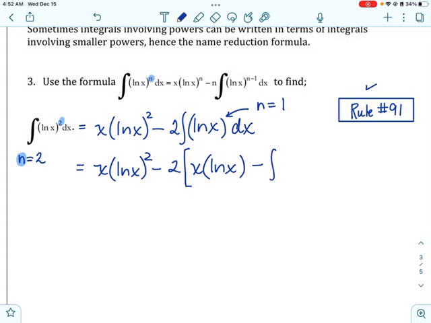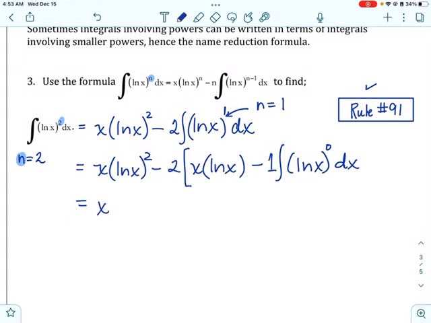Oh, sorry, I wanted to put the 1 out front. Minus 1 times the integral, because n is 1 in the formula here, and it would be times the integral of ln of x, and then it's to the 1 minus 1 power, so that's going to be to the 0 power dx. And so this is equal to x ln of x squared minus 2x ln of x.